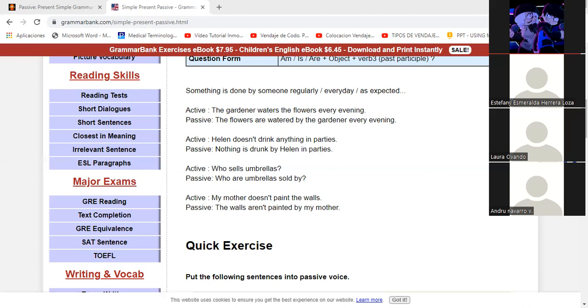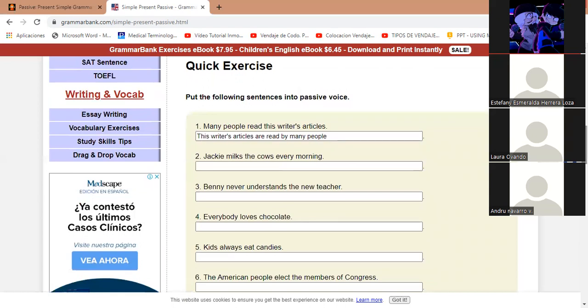All right, so enough of examples. Let's do some quick exercise, as it says here. Put the following sentences into passive. Many people read these writers' articles. These writers' articles are read by many people. Passive voice using the present simple. All right, so go ahead, you guys.